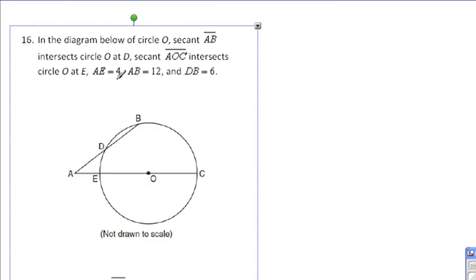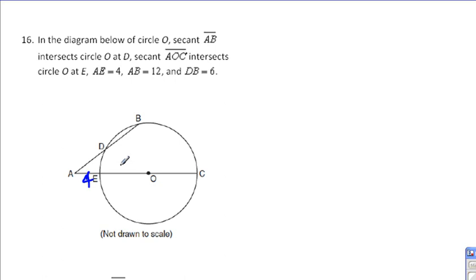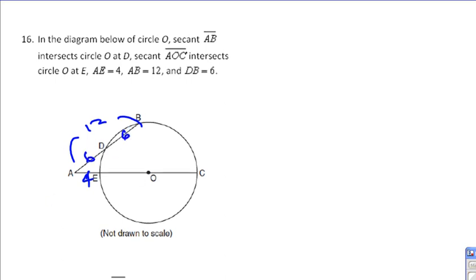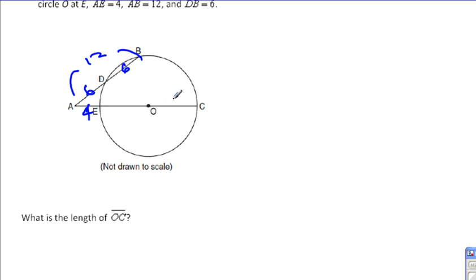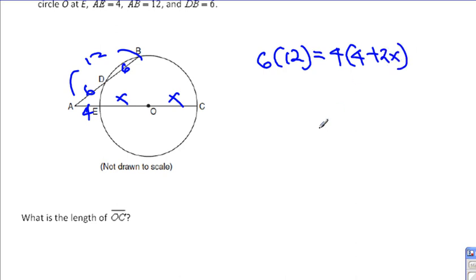Number 16, so we have AE is equal to 4, and AB, whole thing, is equal to 12, and the inner portion is 6, that means the outer portion is also 6 in this case. Now what is the length of OC? Why don't we call that x? And we will have another x because 2 radii will make up a diameter. So here we have 6 outer times the whole thing, which is 12, which is equal to outer, which is 4 times the whole thing, which is 4 plus 2x.